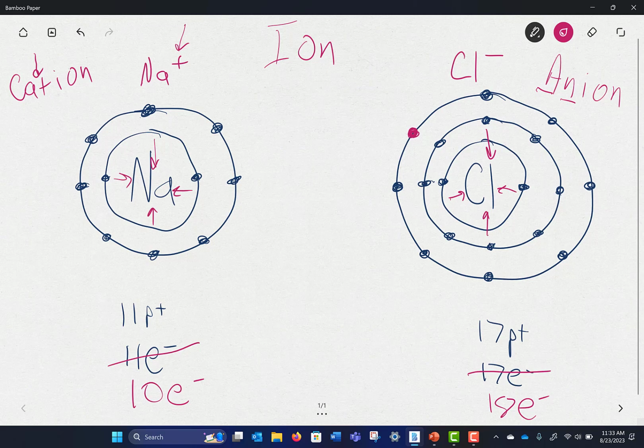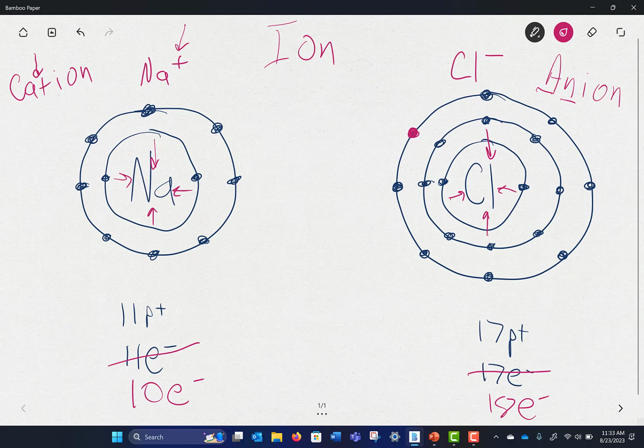But what's the point of all this? What results from this? Well, if sodium and chlorine were close enough that chlorine could take an electron, they're also close enough that the next step can happen. Sodium has a positive charge now. Chloride has a negative charge.